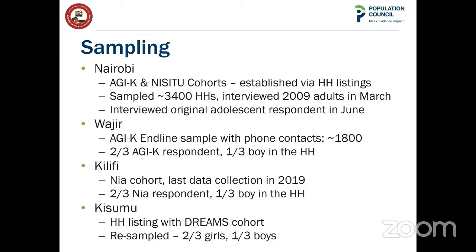In Wajir, we also used the Adolescent Girls Initiative Kenya endline sample. We did collect the contact details for the adolescents from the previous rounds of data collection prior to COVID. So we used those phone contacts and we were able to reach around 1,800 adolescents in Wajir. Two-thirds were adolescent girls and a third were boys from the same household.